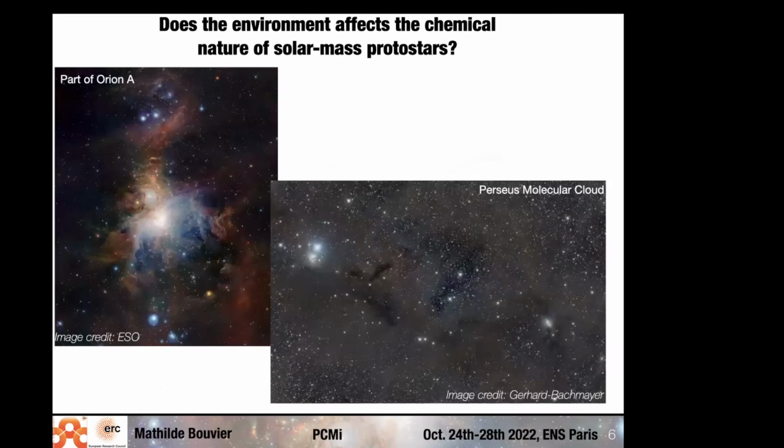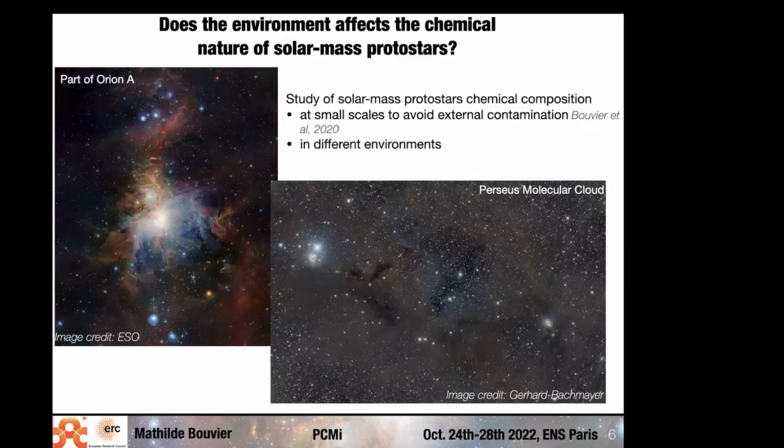So during my PhD thesis, and what I'm going to show you here, we wanted to understand if the environment affects the chemical composition of protostars, and if yes, how. For that, the idea is to study solar mass protostars' chemical composition following two considerations. First, we need to do it at small scale to avoid possible external contamination coming from the molecular cloud in which the sources are still embedded, or even possible PDR if the environment is sufficiently illuminated. And of course, we have to study protostars in different environments. And this was the goal of PEACHES and ORANGES.